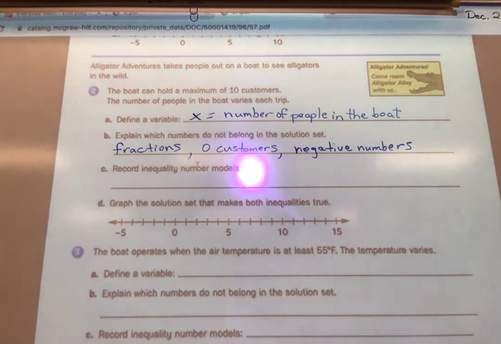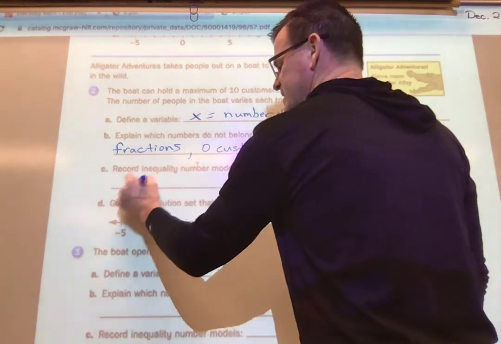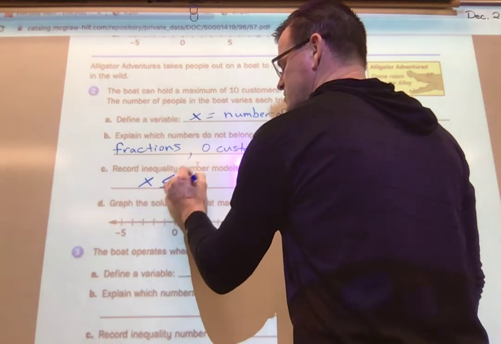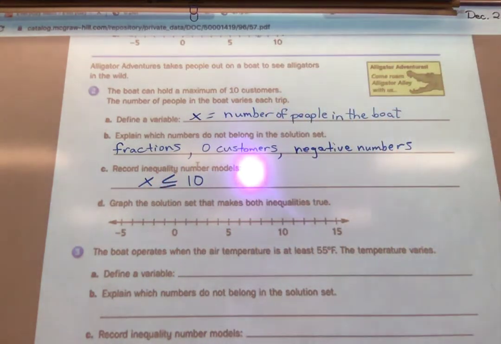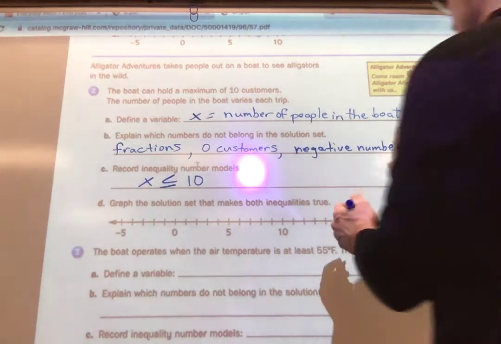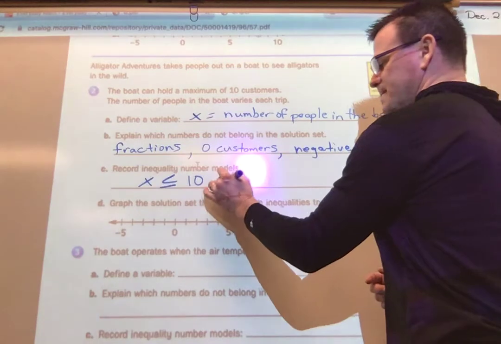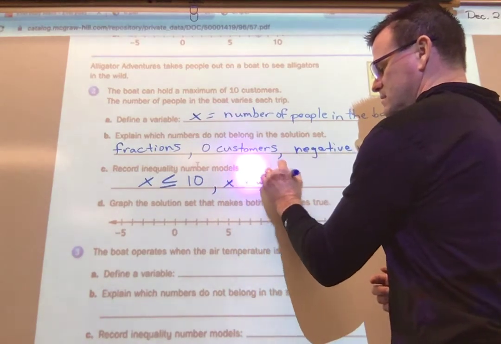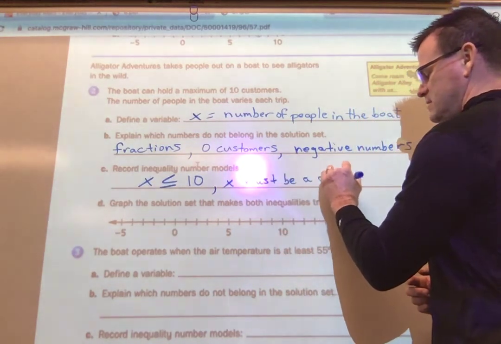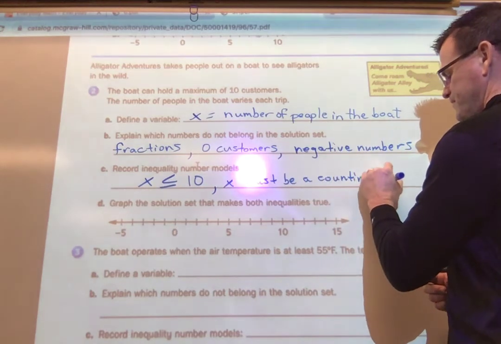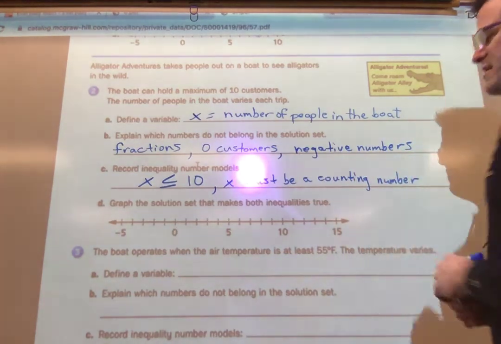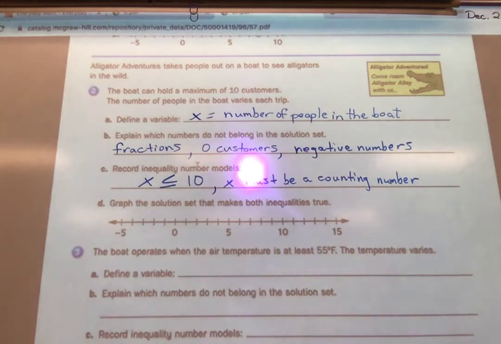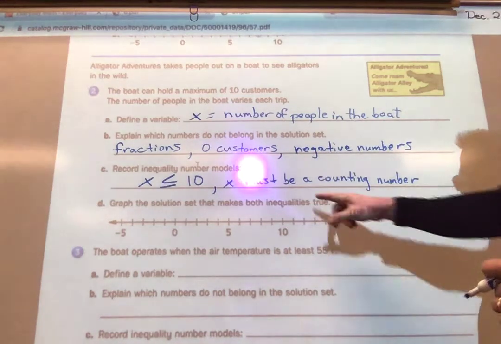So record an inequality. The main point here, we'll represent this with an inequality. So X has to be less than or equal to 10 customers. You can have exactly 10 customers. And X also, according to what doesn't belong, X must be a counting number. You can't say whole number because a whole number includes 0, so it has to be a counting number.